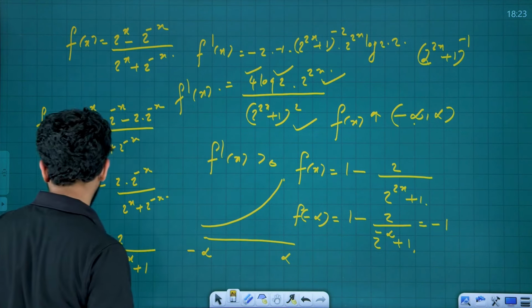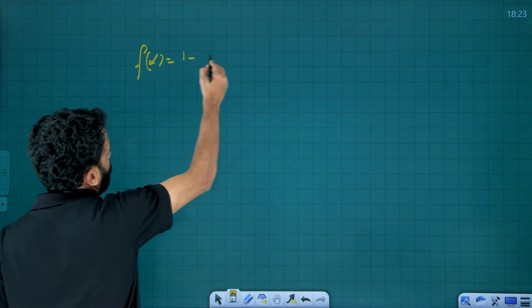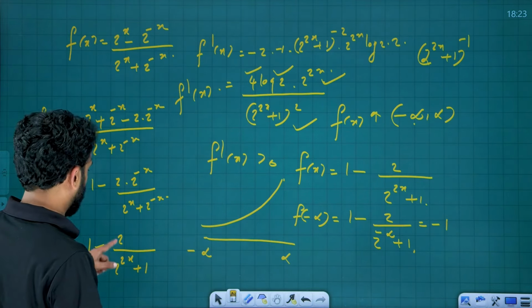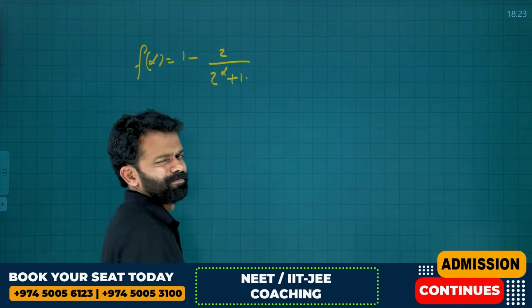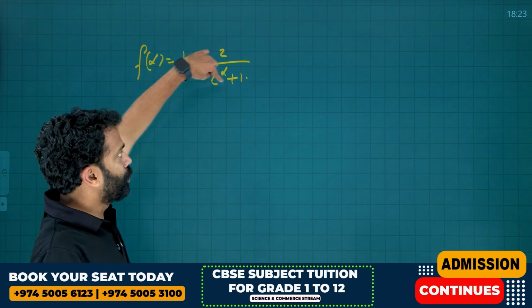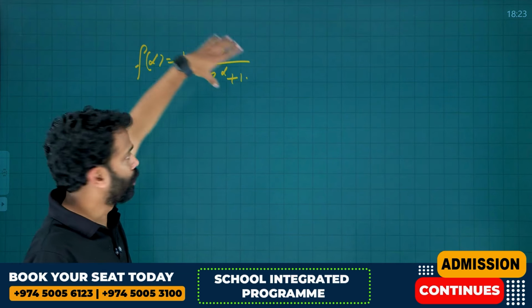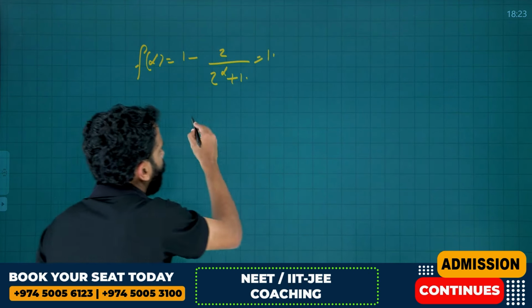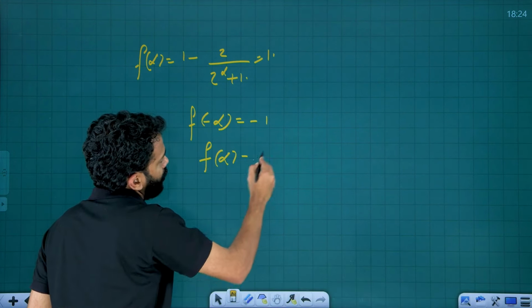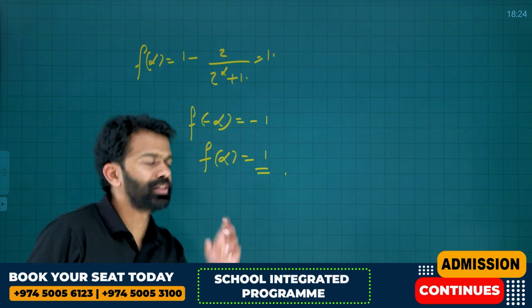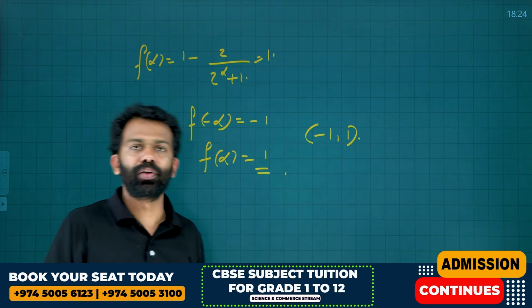For that, I think we need to move to the next slide, that is f of infinity. Okay. F of infinity is equal to 1 minus 2 by 2 raised to infinity plus 1. Okay. 2 raised to infinity is infinity, infinity plus 1 is infinity, 2 by infinity is what? 0, 1 minus 0 is what? 1. Therefore, f of minus infinity is equal to minus 1 and f of infinity is equal to what? 1. So, the value of the function is shuttling between the open interval minus 1 to 1. Okay, so that is the range of the function.